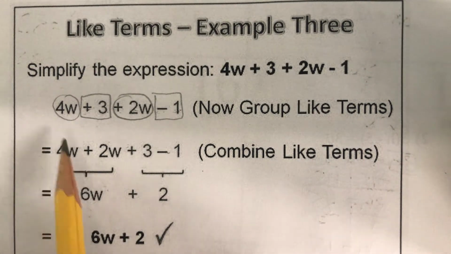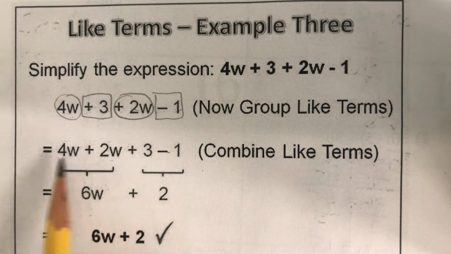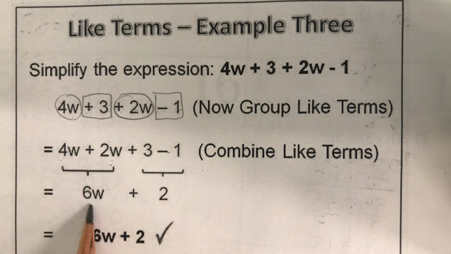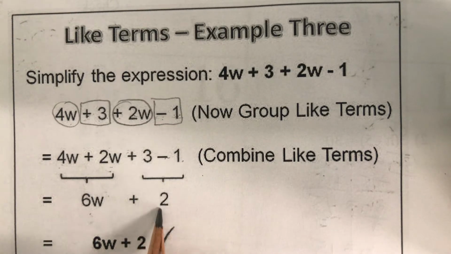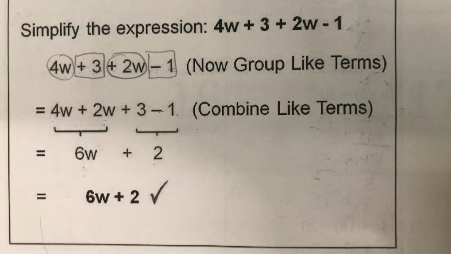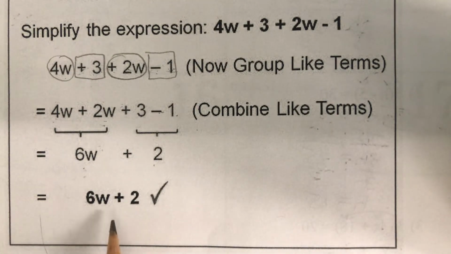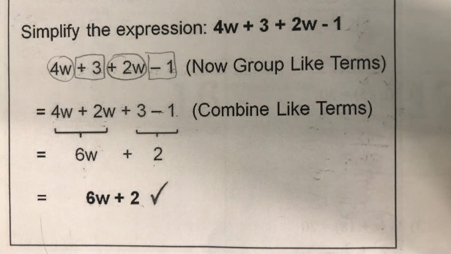Now we can combine 4w plus 2w, or here they've grouped it. 4w plus 2w is 6w, and then 3 minus 1 is 2. So our simplified form of this expression is 6w plus 2. So let's practice some combining like terms and then we'll practice solving.